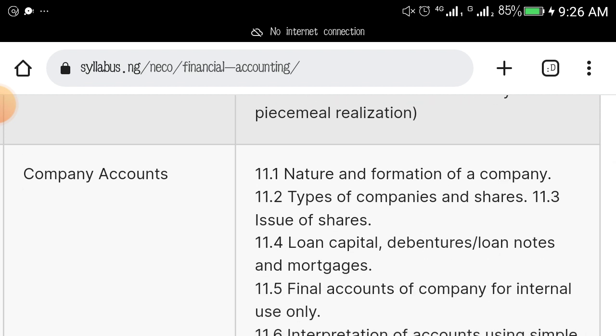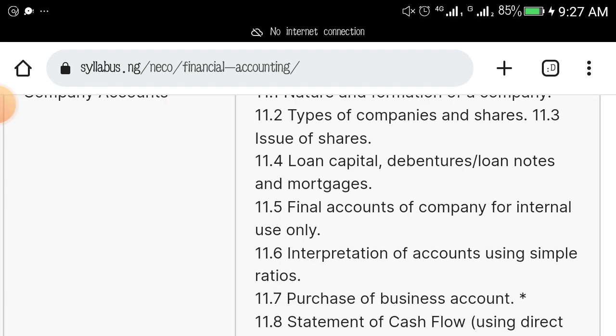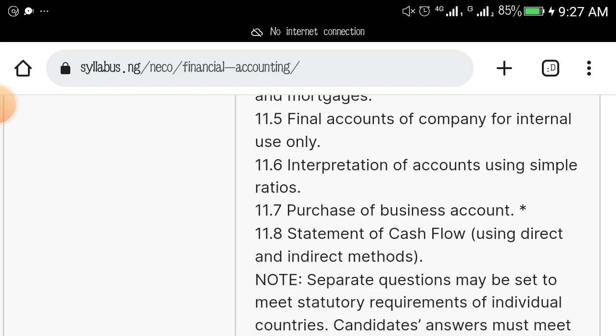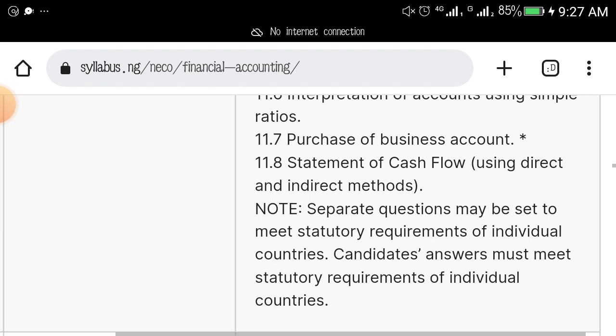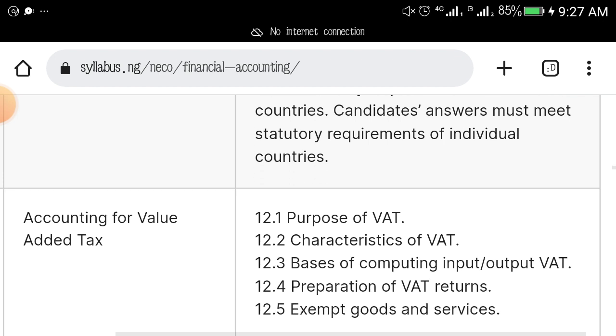Then read up company accounts, nature and formation of a company, types of companies and shares, issues of shares. Just read up everything about shares. Loan capital, debenture, loan notes and mortgages, financial account of company for internal use only, interpretation of accounts using simple ratios, purchases of business accounts, statement of cash flow. Note, separate questions may be set to meet statutory requirement of individual countries, depending on the country you are writing. If you are writing Nigeria, Gambia, Sierra Leone, Ghana, and any other country that is writing NECO.